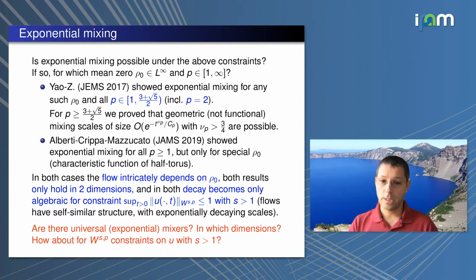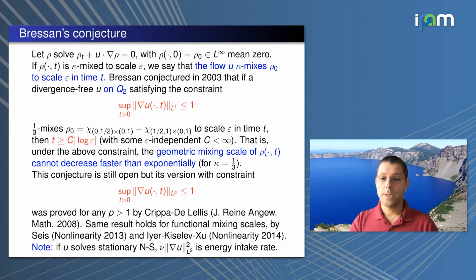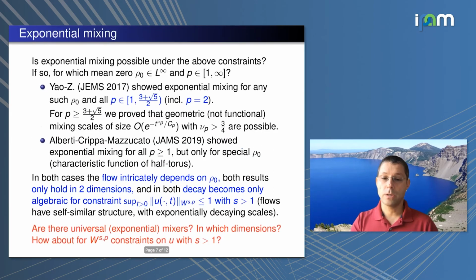And in addition to that, as I said, the flows depend on the initial data. And moreover, the flows gained finer and finer structure. And as a result, while these constraints are okay to get exponential decrease of the mixing scale, if you want to make a constraint like that, where s is not 1 anymore, but it's greater than 1, then actually that exponential decay becomes just algebraic.